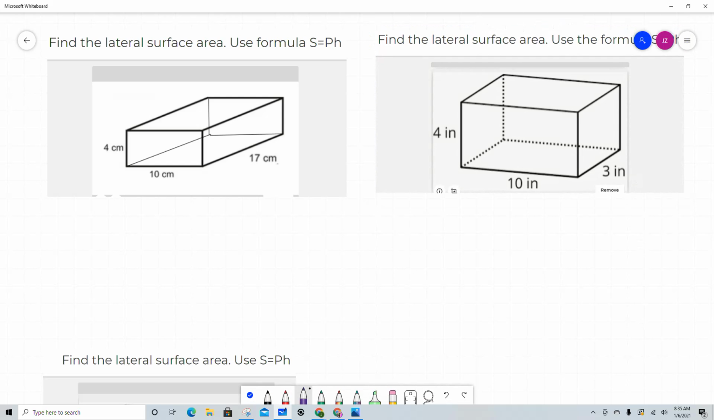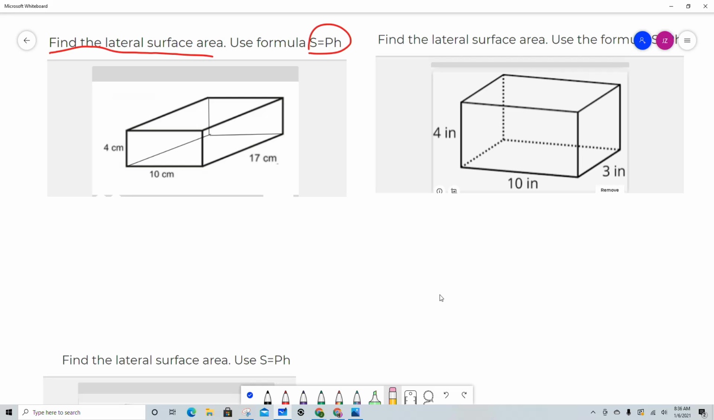So first things first, it reads, find the lateral surface area using the formula P times H. P represents the perimeter of your base and H represents the height. Now we're only finding the lateral surface area, and just so you know what that is, the lateral surface area would be the front, the back, and the two sides. That right there represents the lateral surface area. Okay, just so you are aware.